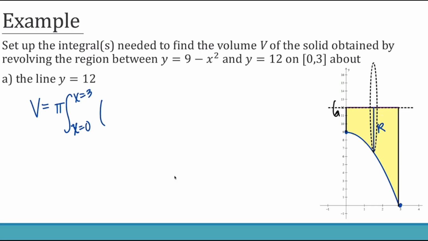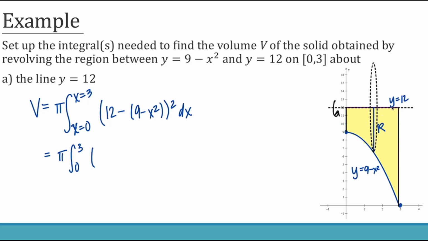And then just a big radius, and the big radius is top minus bottom. So the top function was that y equals 12, and the bottom function is 9 minus x squared. So we have 12 minus 9 minus x squared dx. So we have pi, the integral from 0 to 3, and then simplified inside, I'm going to have 3 plus x squared dx as my setup.